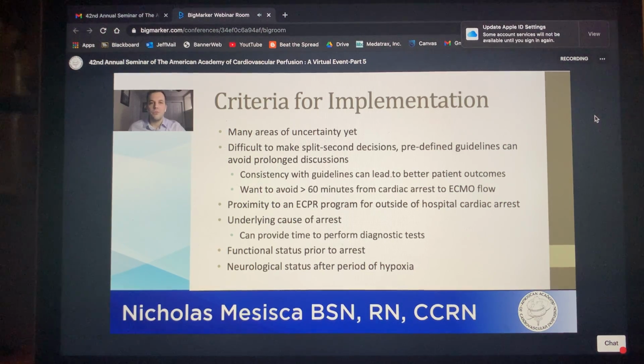Lastly, we take into consideration what the patient's downtime was. If they had sustained periods of hypoxia, which could likely result in an irreversible anoxic injury, cannulating for ECMO may not be our best option.